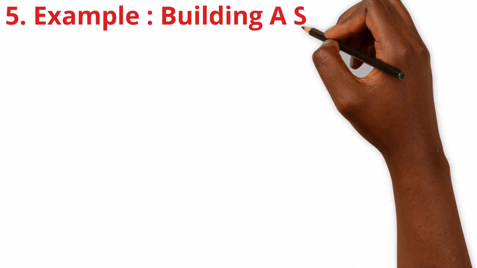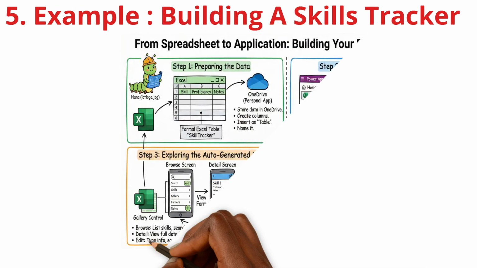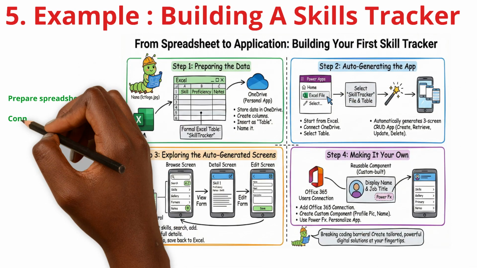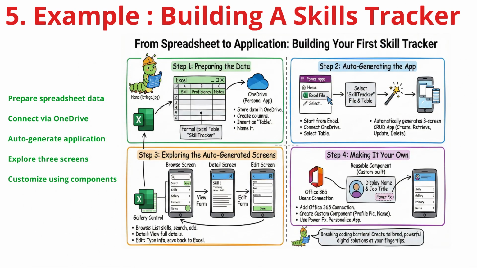To truly grasp Power Apps, the best approach is to build something practical. Let's walk through turning a simple personal spreadsheet into a fully functioning skill tracker application. Step 1 is preparing the data. We need a place to store information, so we use a simple Excel spreadsheet hosted in OneDrive. We create columns for skill, proficiency, and notes, and crucially, insert them as a formal Excel table named Skill Tracker.